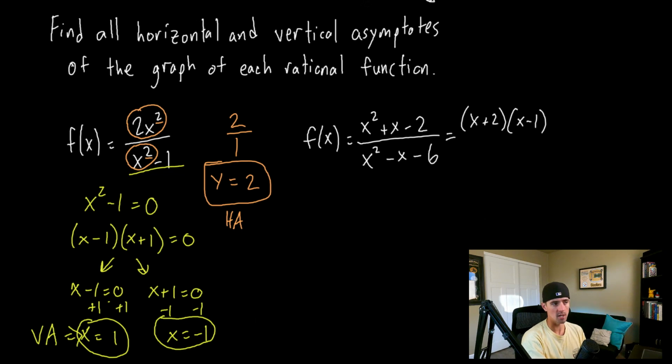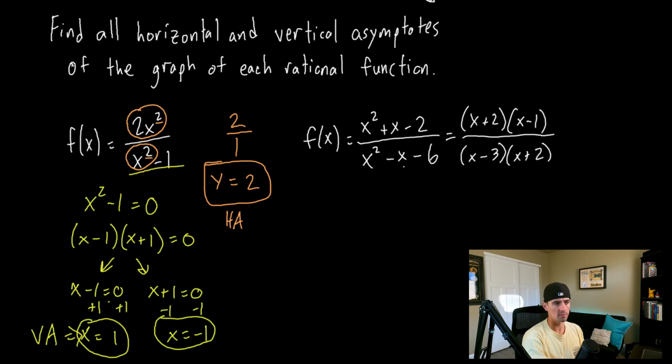2 times negative 1 is negative 2. 2 plus negative 1, or 2 minus 1, is positive 1. So that's how you'd factor that one. And then down here, we need two numbers that multiply to negative 6 and add to negative 1. So we're going to get x minus 3, x plus 2.